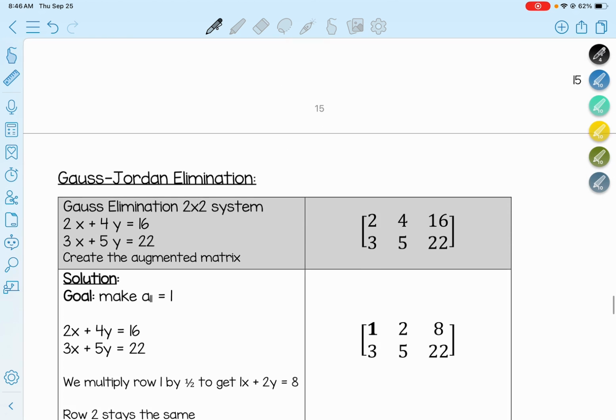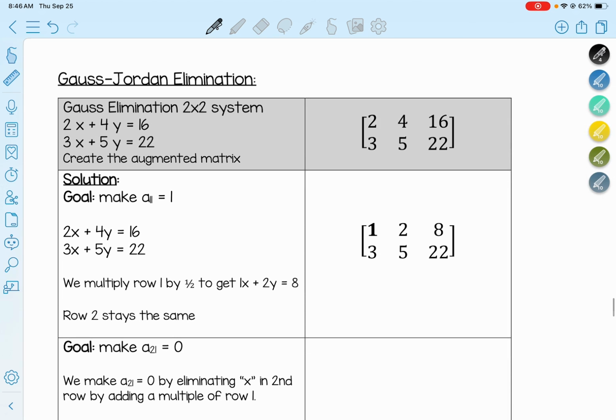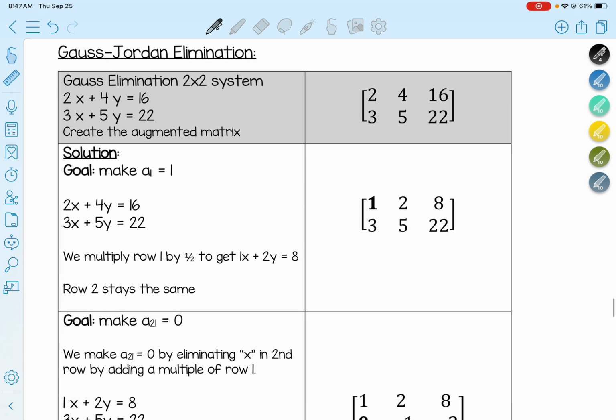Okay, let's go to this last concept. This is called Gauss-Jordan elimination. So this is the goal of today, to be able to understand how to solve systems with this process. First of all, it's important to notice the goals are very, very similar and they have a repeating pattern. We're always going to see that our first goal is to make A11 equal to 1. So that's exactly what they did here.